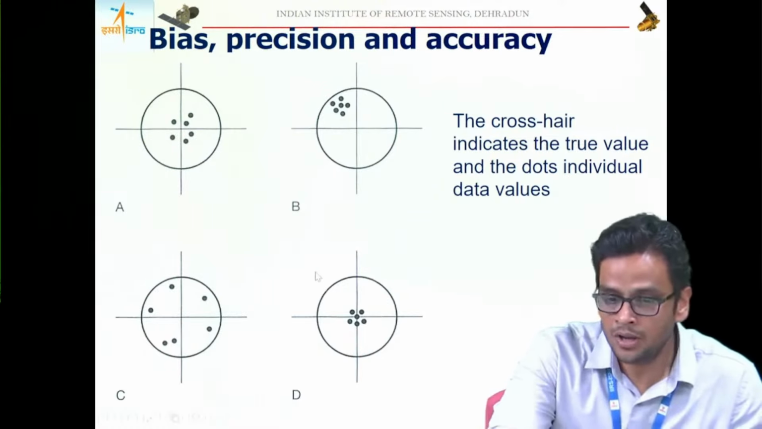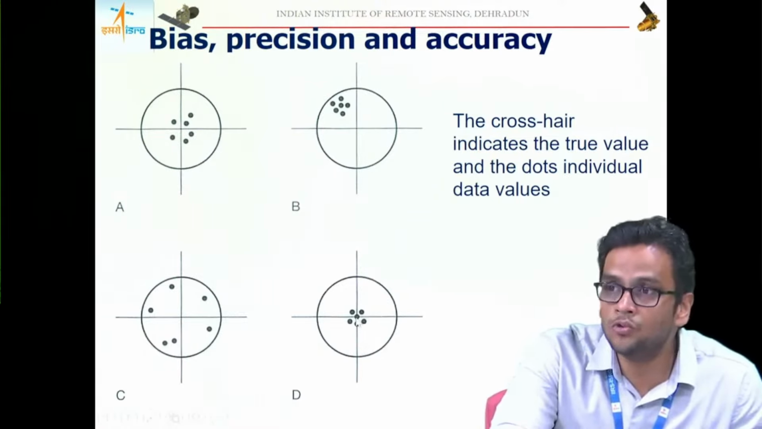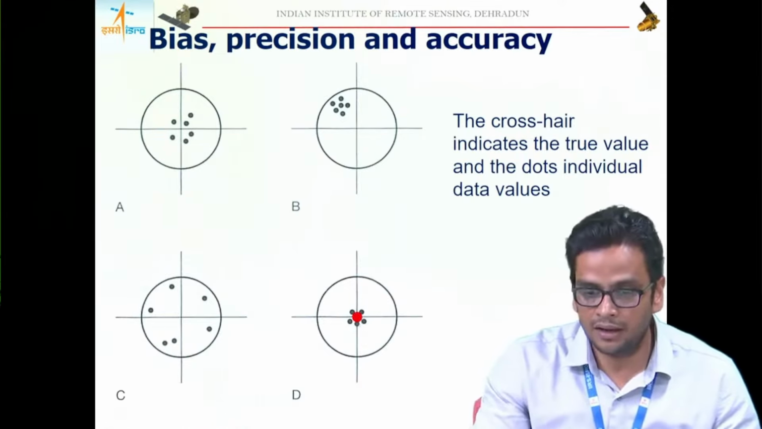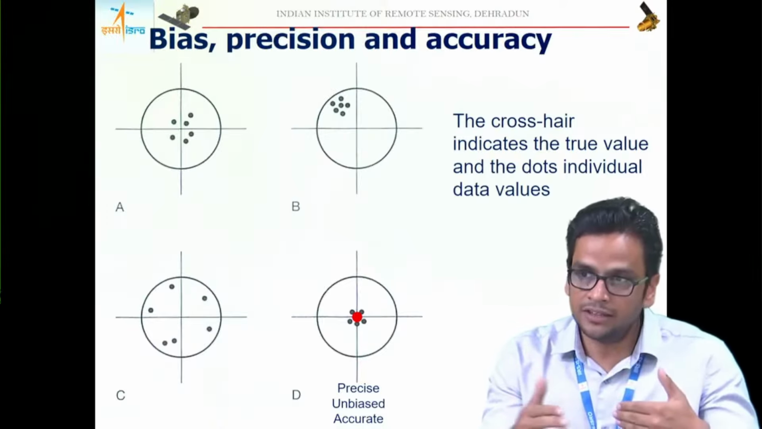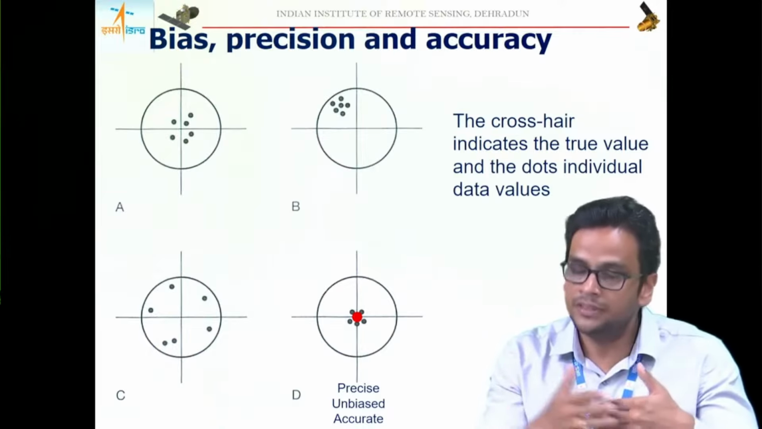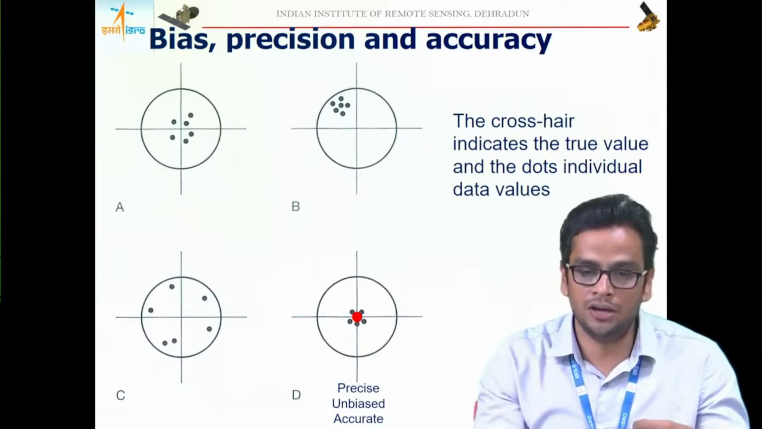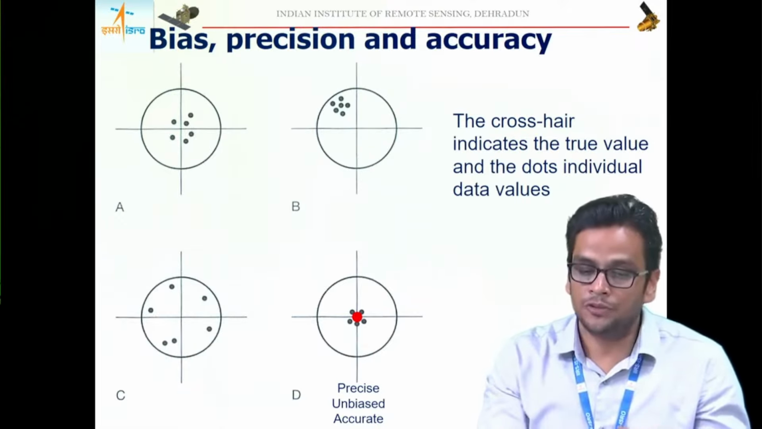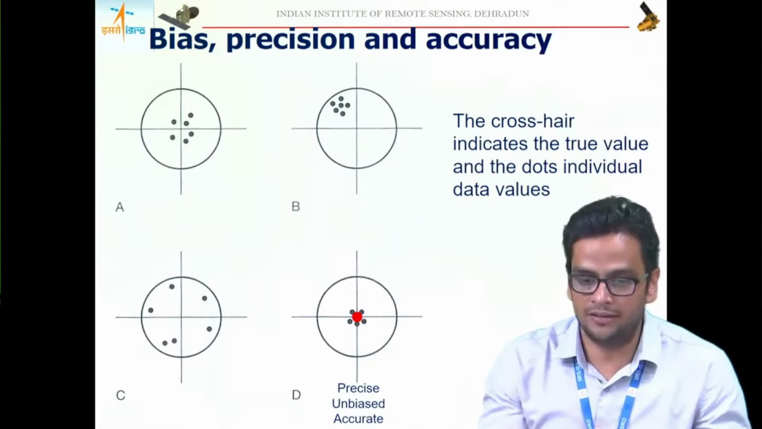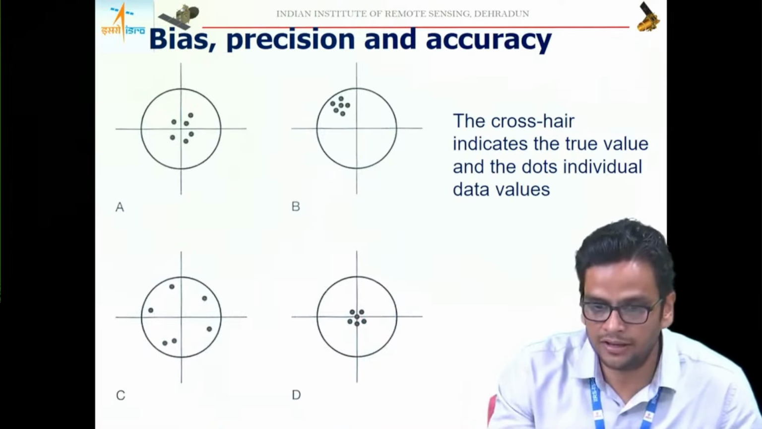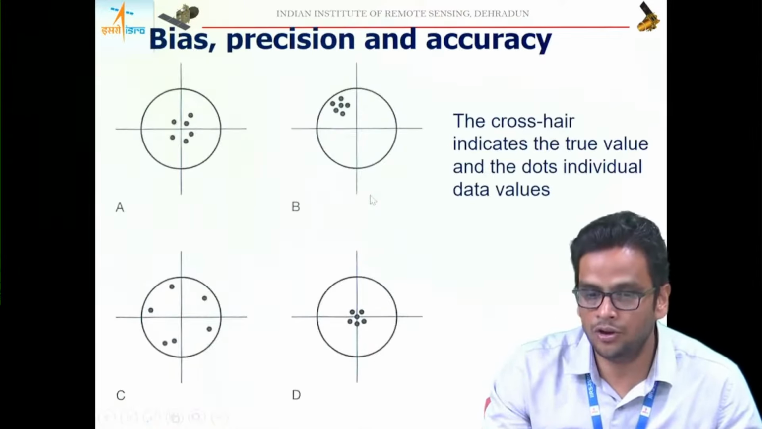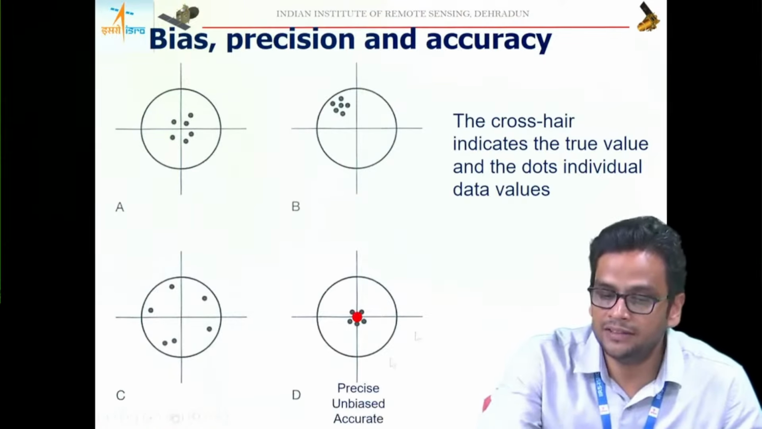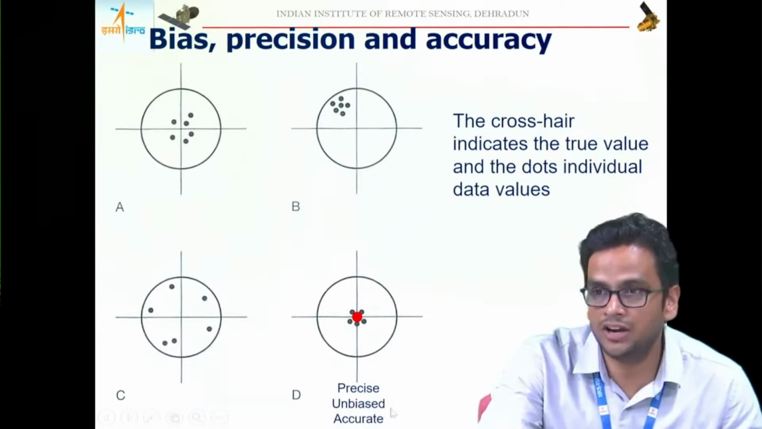Okay, the black dots are following very closely, so that means it is more precise and it is unbiased. If you compare the mean with the true value, there is no difference. It is exactly falling on the true value, so there is no bias. As I told you, bias is the systematic difference between the observed value and the true value, and here there is no difference. When both of these are there, we can say it is an accurate measurement.